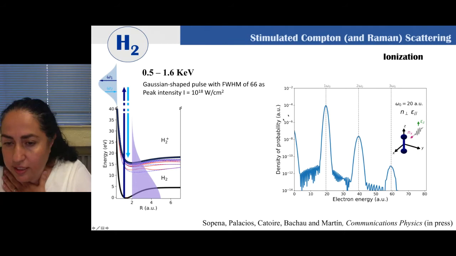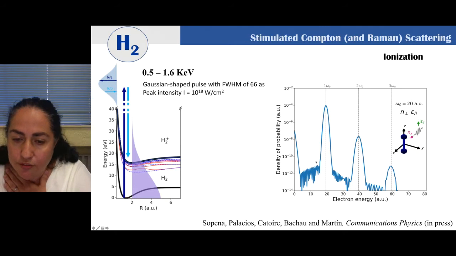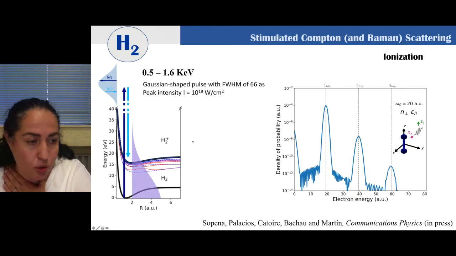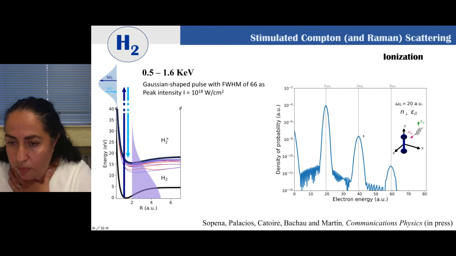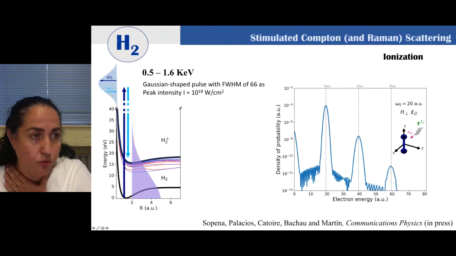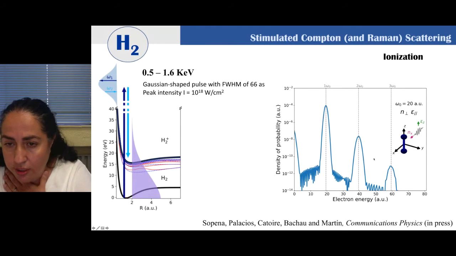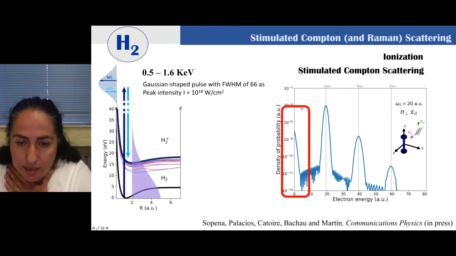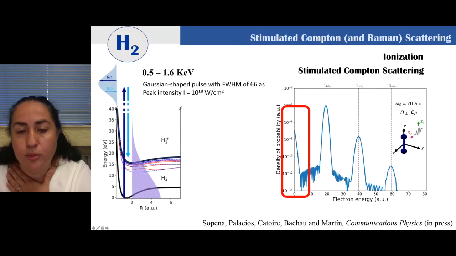If we now look at the photoelectron spectra, this is what we obtain. These are the density of probability, the ionization probability, as a function of electron energy. What we find here is the typical one photon absorption peak. So this is the absorption by the first photon. We also have the ATI peaks, the ionization peaks for the 2 photon absorption, 3 photon absorption, and so on. But what we are looking at very low electron energies is precisely the signature of the stimulated Compton scattering.